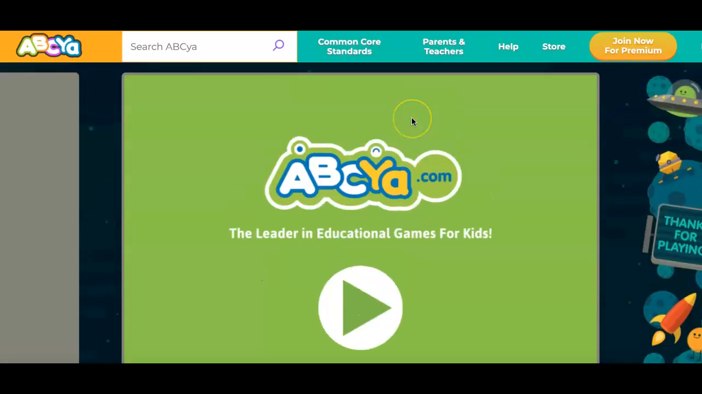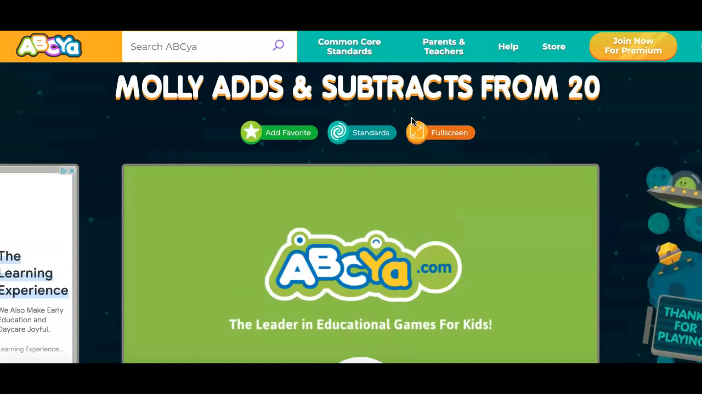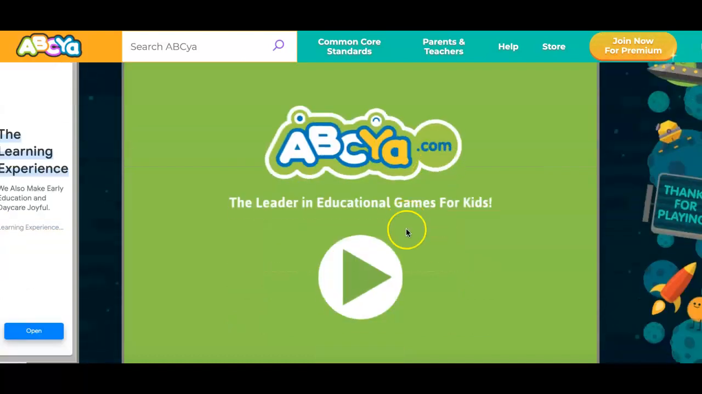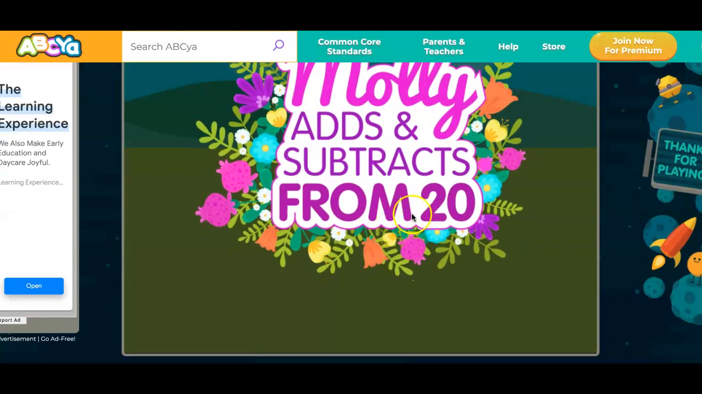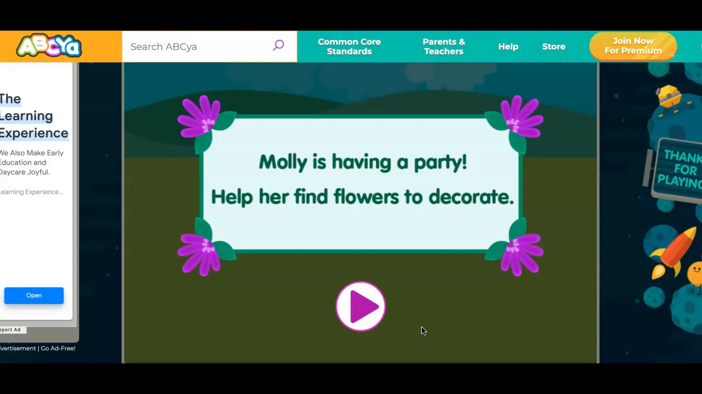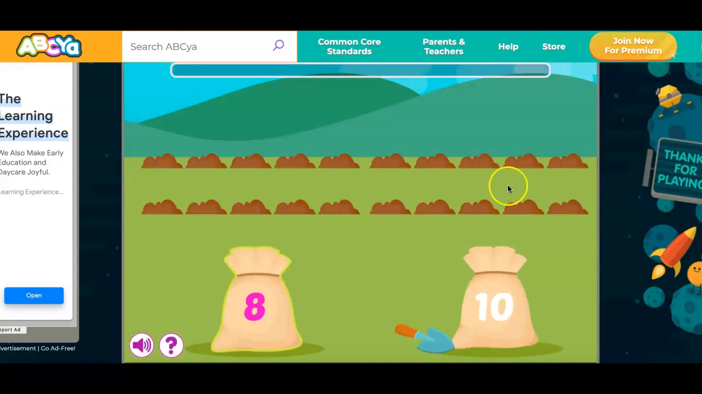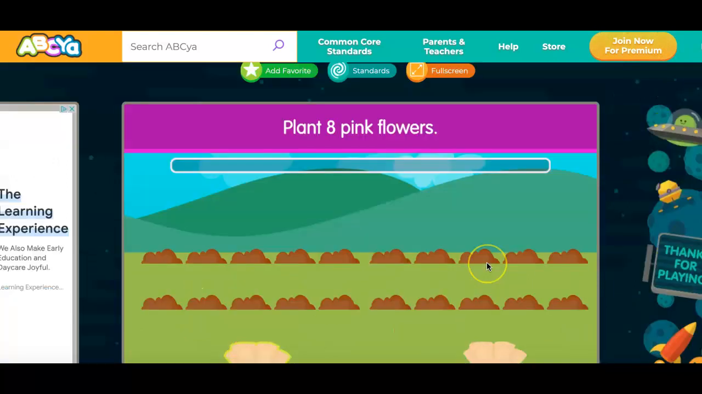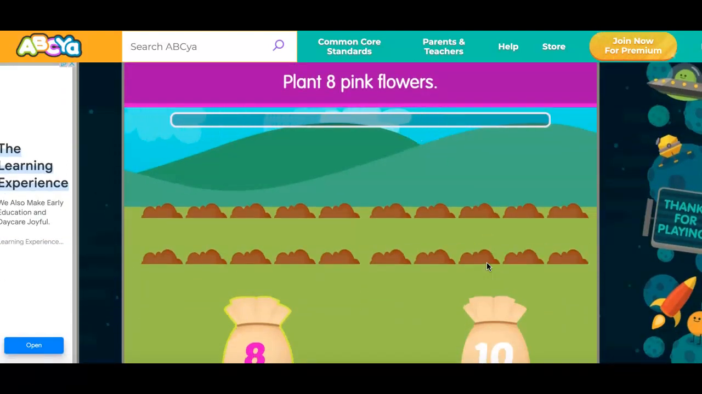And after the lesson, we would continue to use ABCya, but we would do Molly Adds and Subtracts from 20. For this game, students will be playing this. It says Molly is having a party. Help her find flowers to decorate. There's two bags, pink and white. And it's basically smaller word problems.